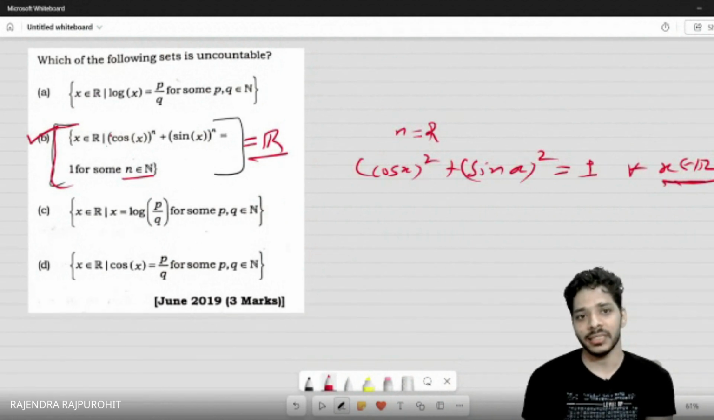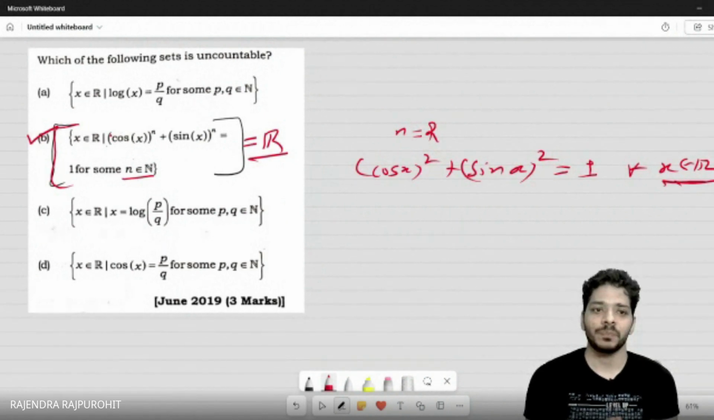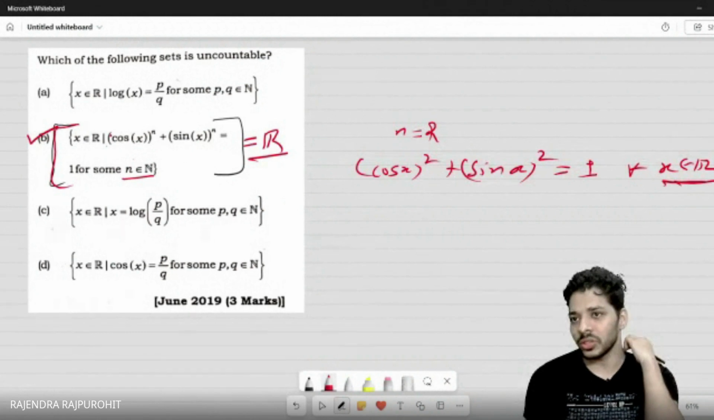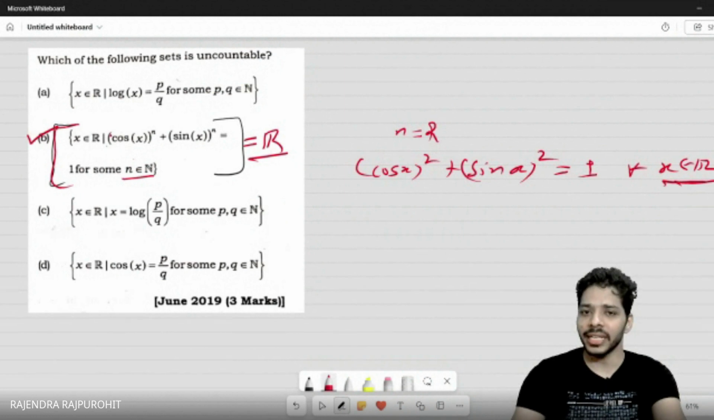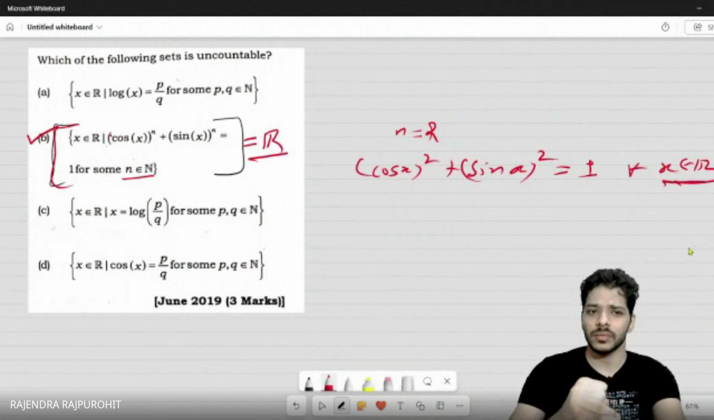How can we solve that? A, C, and D. So let us look at all these options one by one. Would anyone like to give any hint for option A? Like why option A is not true? Why is option A countable? What is the reason?